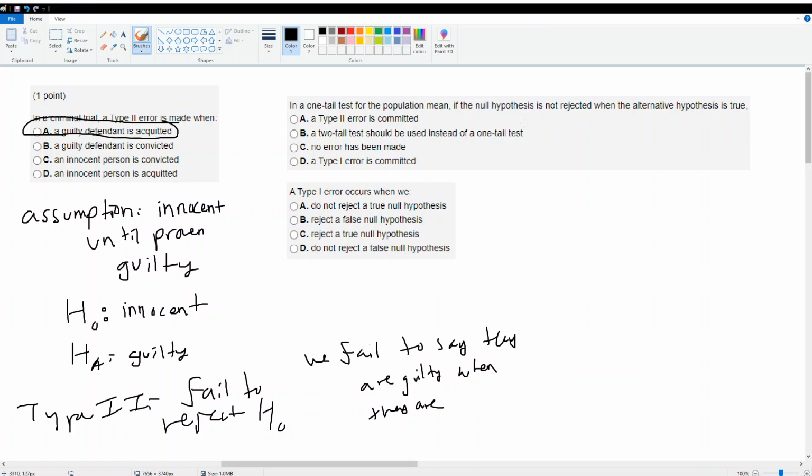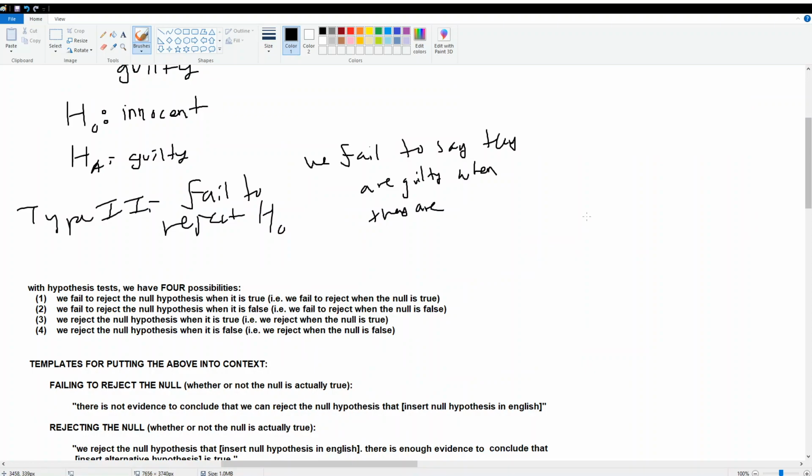All right, the first one: the null is not rejected when the alternative is true. That means we didn't reject the null, even though we should have. And that is the definition of a type 2 error. Our other one, we recall our type 1 is that we reject the null, even though it's true. So therefore, C.